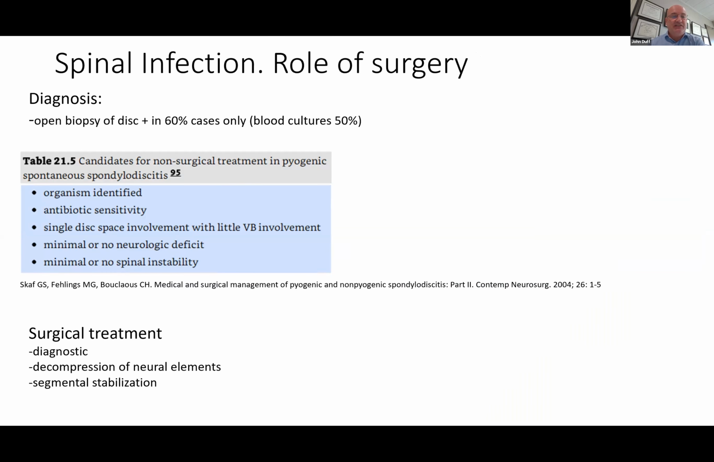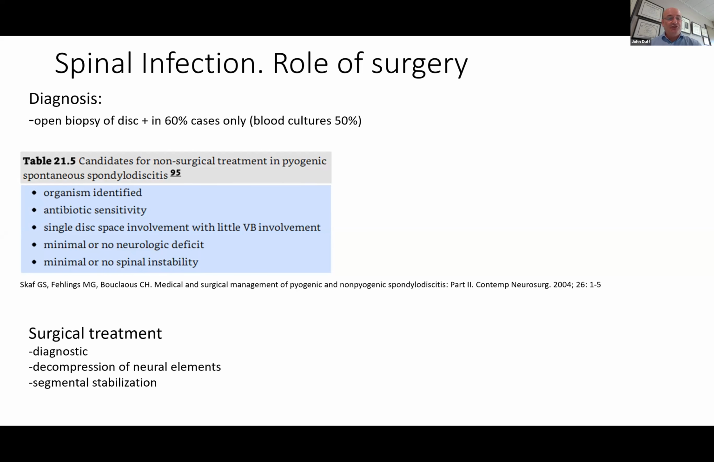And if you look at this table here, these are the candidates for medical management of pyogenic spondylodiscitis. So if you have an organism that's identified, if it's sensitive to some of the antibiotics that we have, if it's a single space infection with little vertebral involvement, minimal to no neurological deficit, minimal to no spinal instability. So those are all of the factors that are in favor of medical treatment. So you could say that patients who don't fulfill these criteria are patients who are potentially surgical candidates. So let's look a little more closely at that.